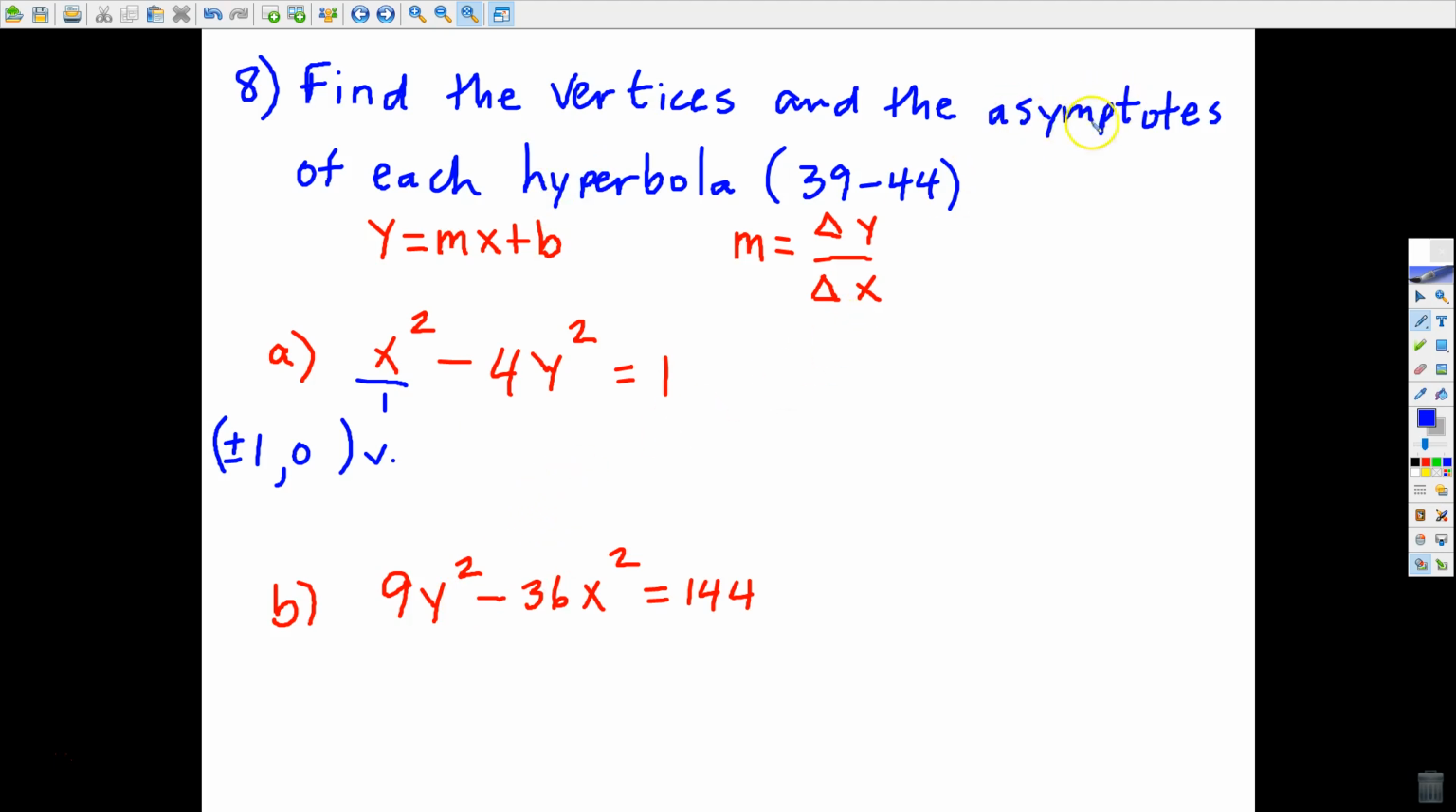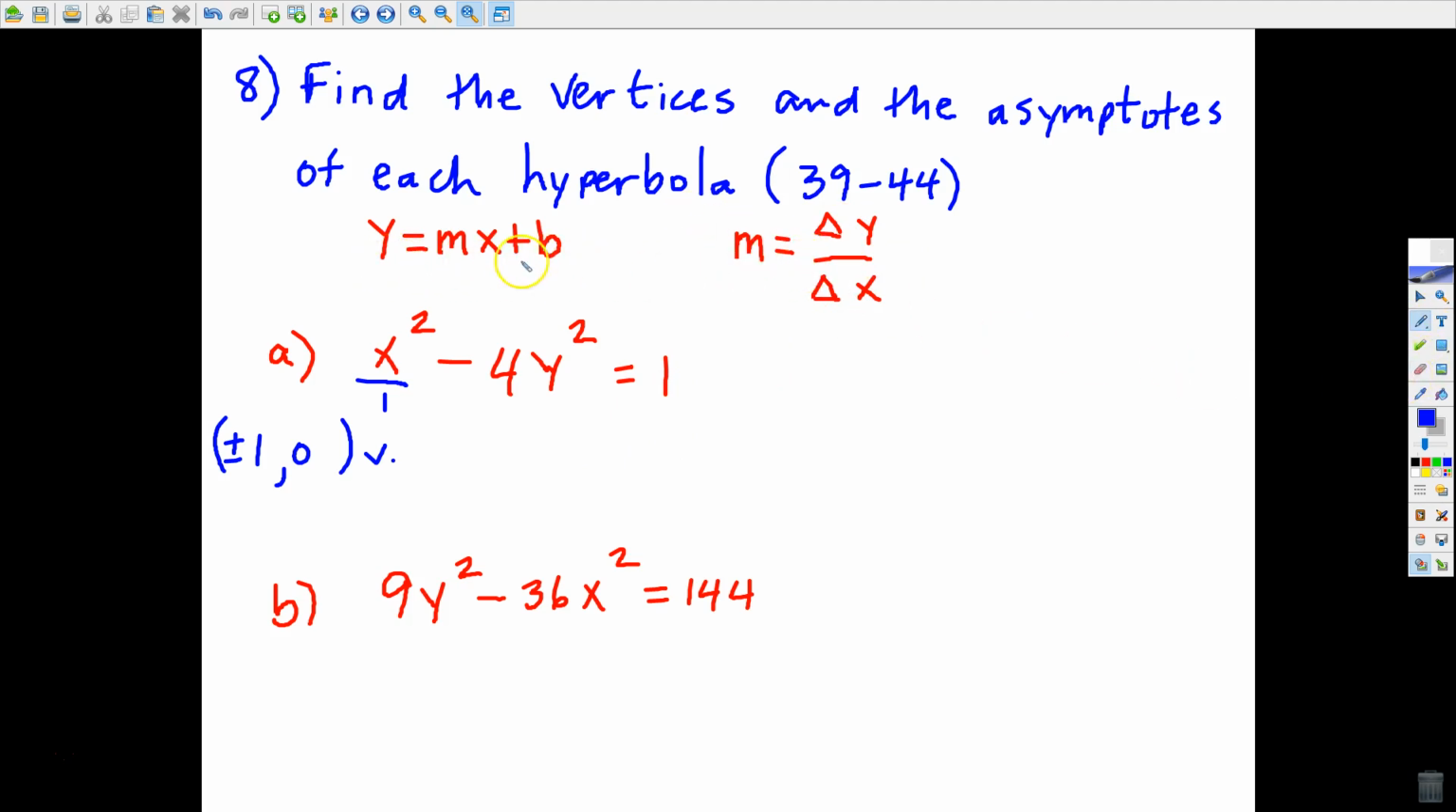Okay, so for asymptotes, remember these are lines that basically our graphs will always approach but never touch. So we've been drawing these asymptote lines using that central rectangle. How do we come up with the equation for these lines if we are not looking at the central rectangle and all we're looking at is the equation for the hyperbola? Well, I'll show you a way. This is really not bad. I'll show you a way to come up with that equation.